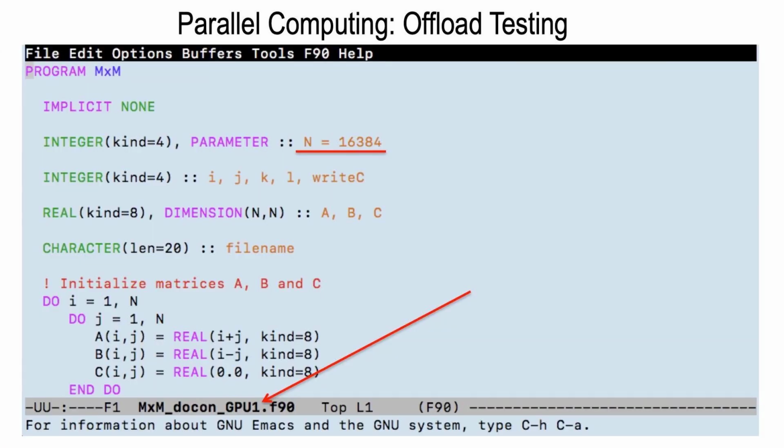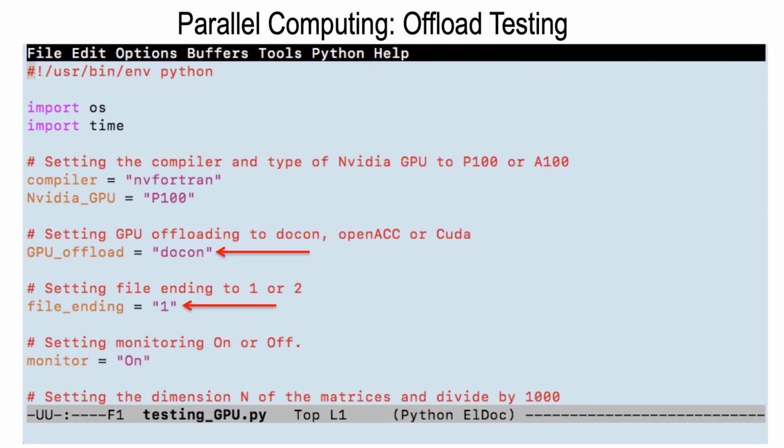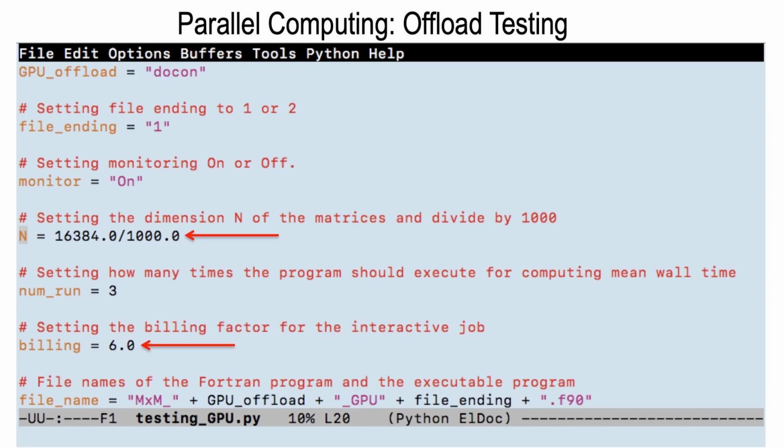We'll use a matrix dimension of 16384 for matrix multiplication in our Fortran program with the file ending 1. In the Python testing GPU script, we set the GPU offloading method to use the do concurrent approach, as explained in our previous video. The initial test will involve applying the Fortran program with the file ending 1. We need to remember to update the value of n in our Python testing GPU script, and we'll set the billing factor to 6.